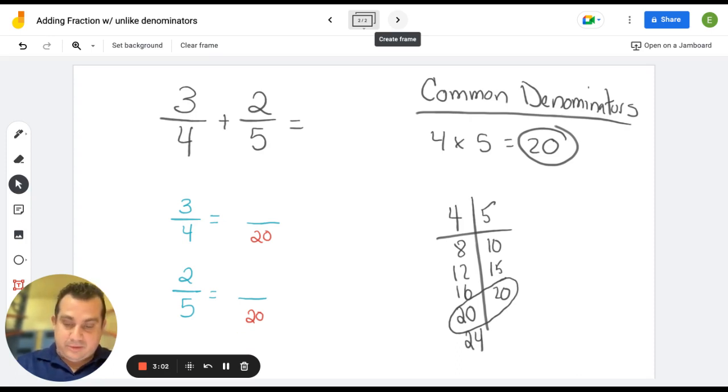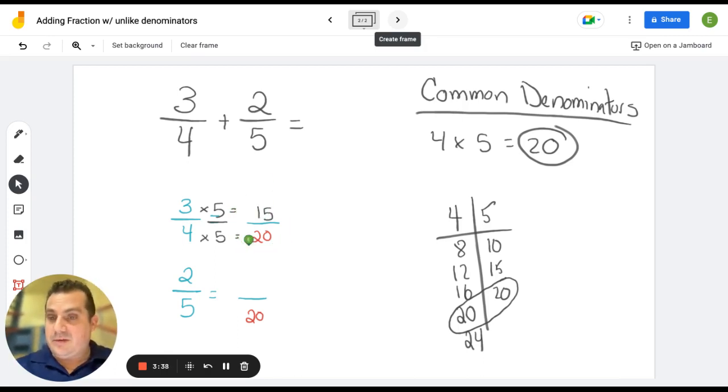So to get from 4 to 20, I know I multiplied it by, well, 4 times 1 is 4, times 2 is 8, times 3, times 4. I times it by 5, which is what I did up here. So I know 4 times 5. And if I multiply my denominator by 5, I multiply my numerator by 5. So I'm multiplying 3/4 by 5 over 5. 4 times 5 equals 20. 3 times 5 equals 15. So 15/20 is my equivalent fraction.